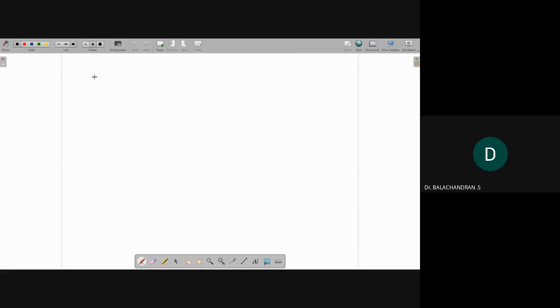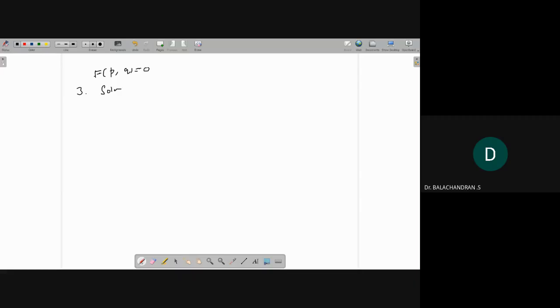Last class I started first order nonlinear PDE of the first type, that is f of p comma q equal to 0, type 1. I think I solved this in this type. So now I'm going to solve the third problem.